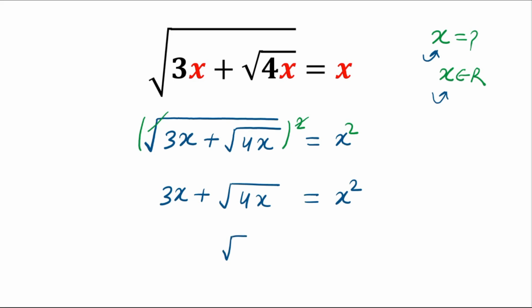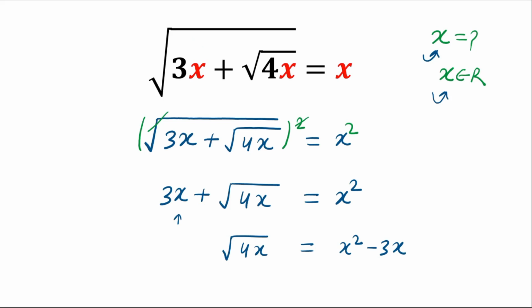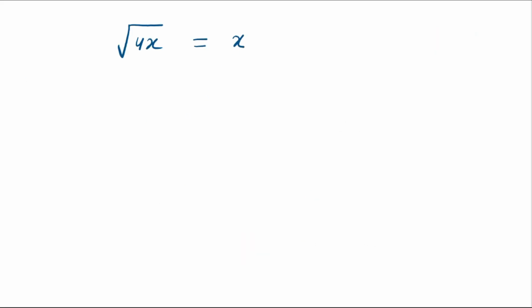Now the square root of 4x is equal to x square. If we take this 3x to the right hand side, then it is minus 3x. So the square root of 4x is equal to x square minus 3x. On the left hand side we have a square root, so just square both sides.